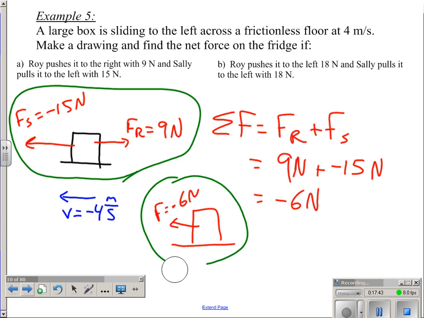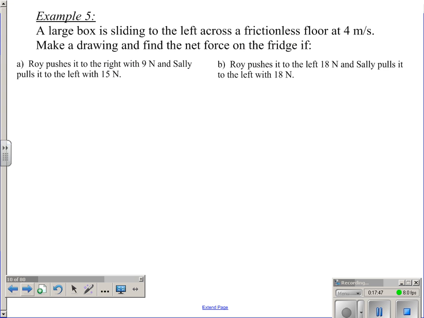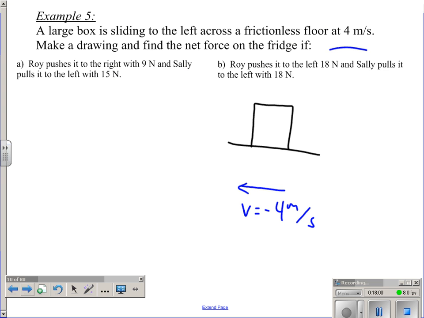Oh my gosh, I'm sorry, guys. This is way longer than I hoped it would be. Let's do part B. Here's our box. It is sliding at 4 meters a second. Ooh, I hope I made that velocity negative in the previous example. If I didn't, I should have.